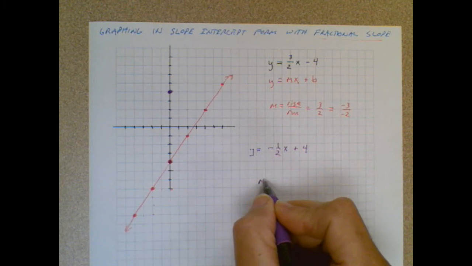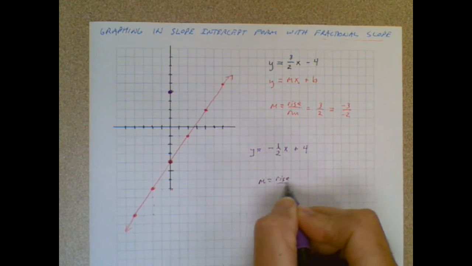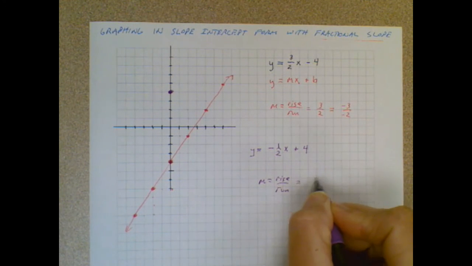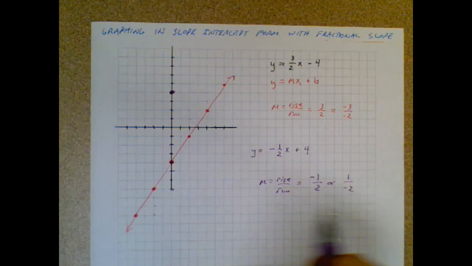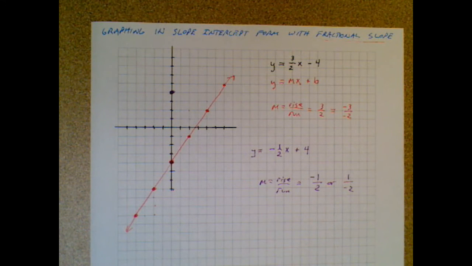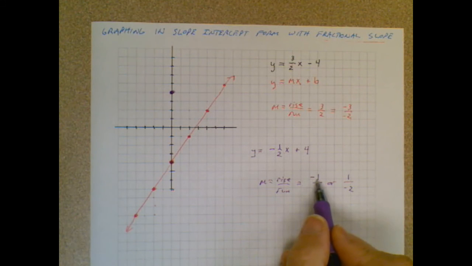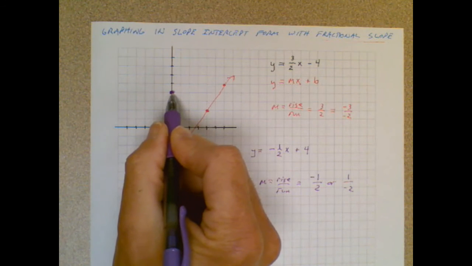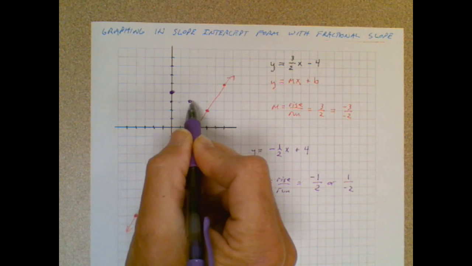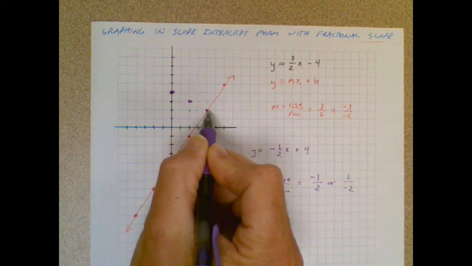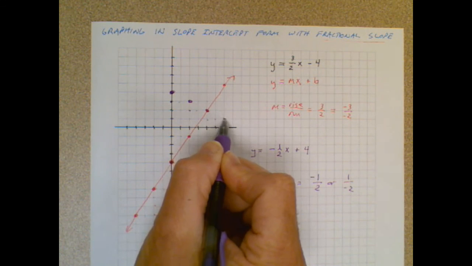So if my slope is rise over run, remember that that negative can go in the numerator or that negative can go in the denominator. So let's say I put the negative sign with the numerator. From my y-intercept, I would go -1 over 2, -1 over 2, -1, +2.